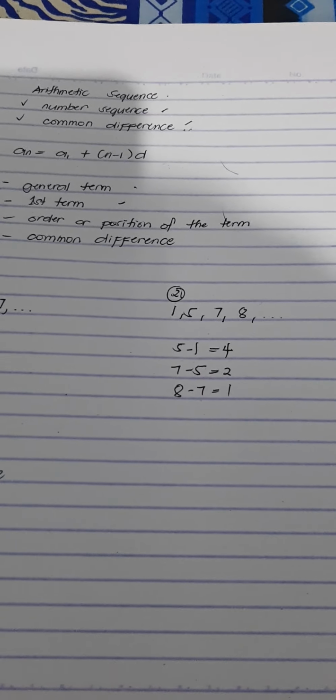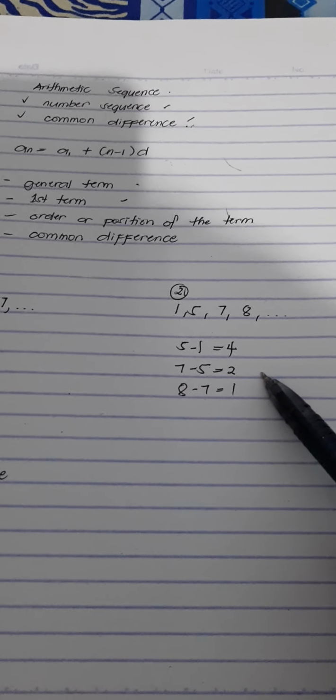So we have it here. 5 minus 1 is equal to 4, 7 minus 5 is equal to 2, and 8 minus 7 is equal to 1. So obviously we don't have a uniform difference among the given terms. So therefore we can conclude directly that this sequence is not an arithmetic sequence.